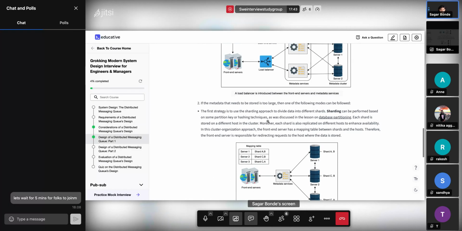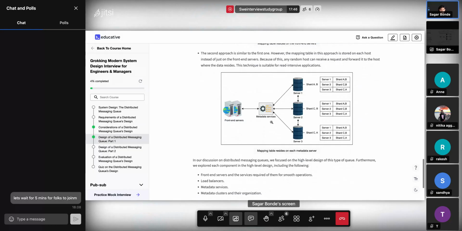There are two strategies that they are talking about. One is, if the metadata storage is small, then the metadata could very well sit with our host or the partition itself. If the metadata sits with the partition, we can route the request to any partition, and if that partition has the data, then it can give it right away. If that partition doesn't have the data, then the same partition also has the metadata tables, so it can reroute that request to some other server where the data exists. So we are saving one extra call to the metadata service.